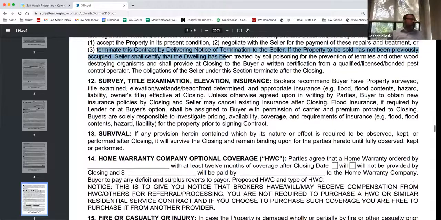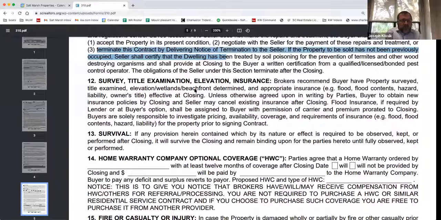All right, jump back into it. Good news is the rest of the contract is pretty much read it, and their disclosure issues, and people have been sued before because of this, so we have to put it in the contract. So we're just going to throw it in here as an extra thing. Paragraph 12, survey, title, examination, elevation, and insurance.